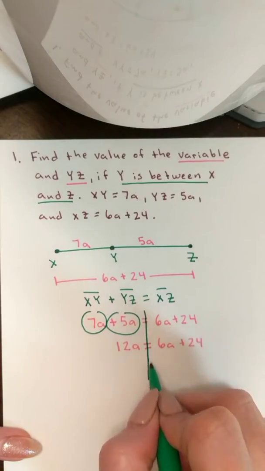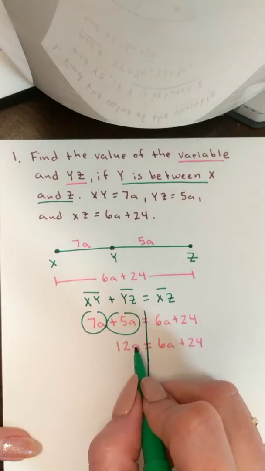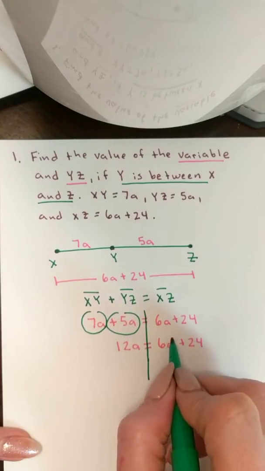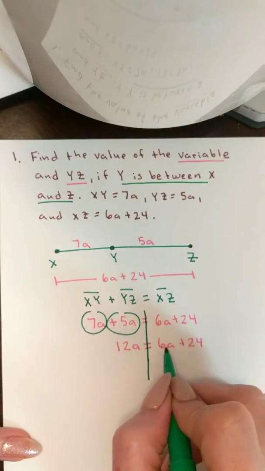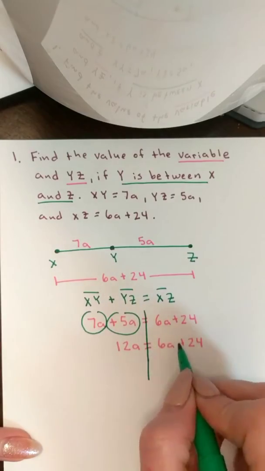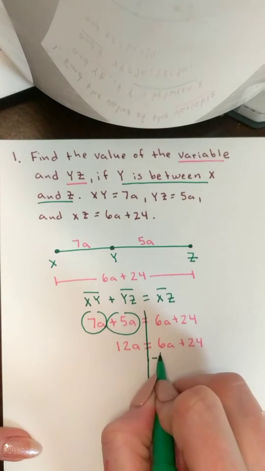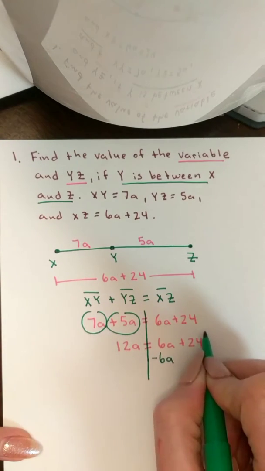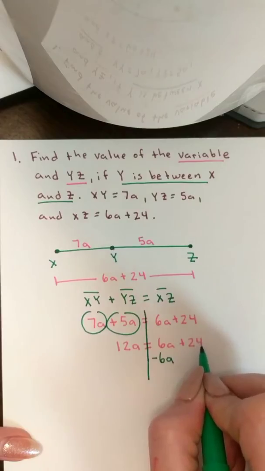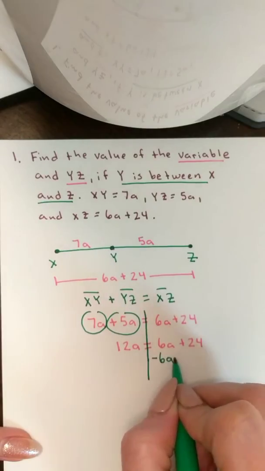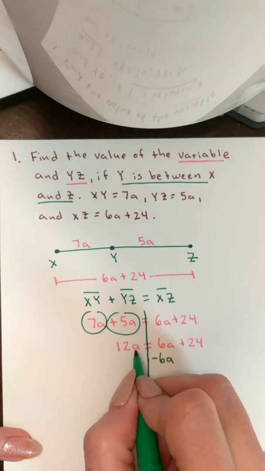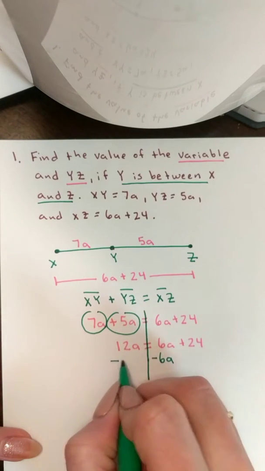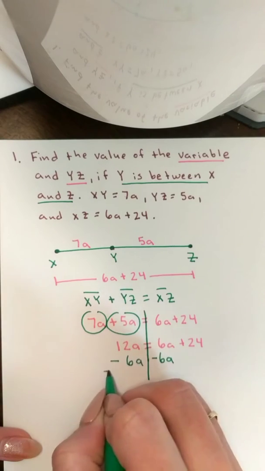So I want to get, again, my variable on one side of this line. So since it's almost by itself over here, I'm going to bring this 6a over. We do the opposite. Since it's a positive 6a, the opposite of positive is negative. So I'm going to subtract 6a. I can't subtract 6a from here because this number doesn't have an a. And I can only do it once per side of the line. So I've already done it once here. I have to do it once on this side. So I'm going to subtract 6a from this side.